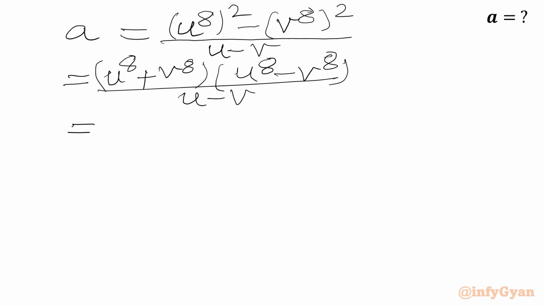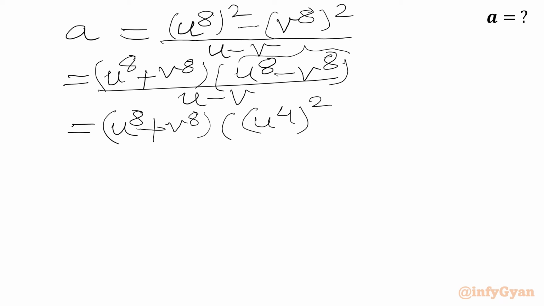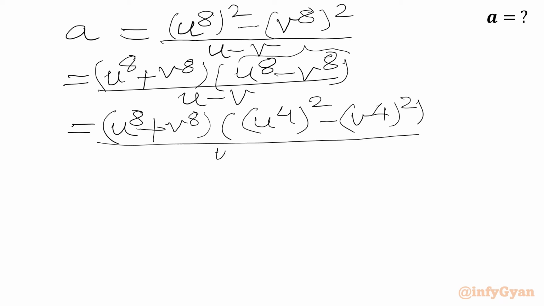We will write here u^8 + v^8. Then we will apply the difference of two squares formula once again by writing u^8 as (u^4)^2 minus v^8, which we can write as (v^4)^2, and the denominator is u minus v.